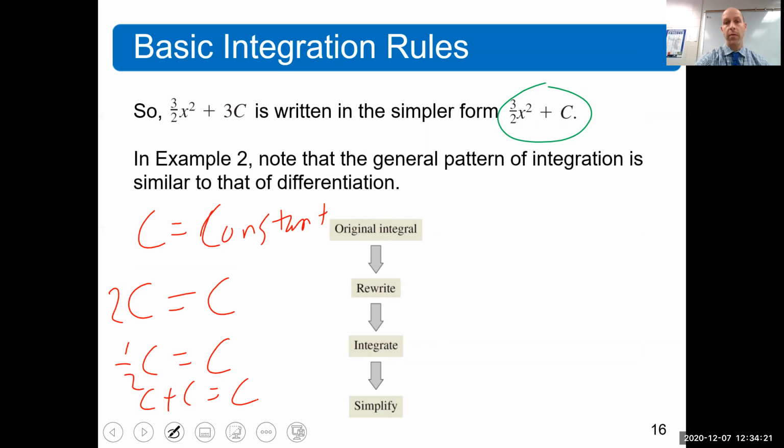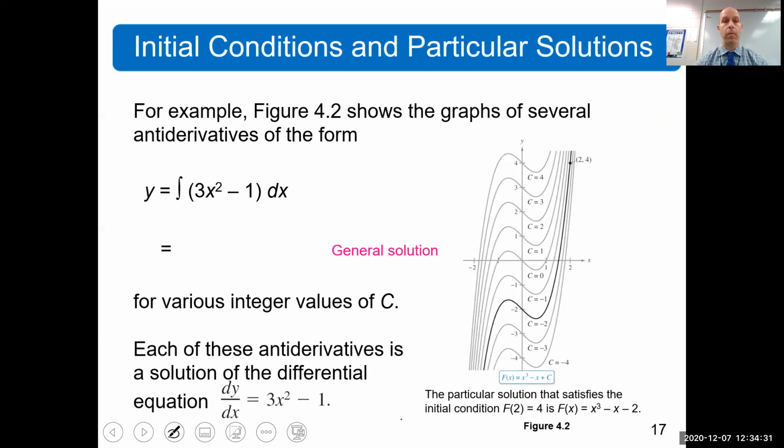A lot of times when we're doing integrals, we have the original integral, we will rewrite that integral, we will then integrate, and then we will simplify. So here's an example to look at this particular equation. To solve this, we need to find the antiderivative of this, which is x squared minus x plus c. Okay, so that's going to be y. And hopefully you can see that, oops, this is cubed. x cubed minus x plus c.